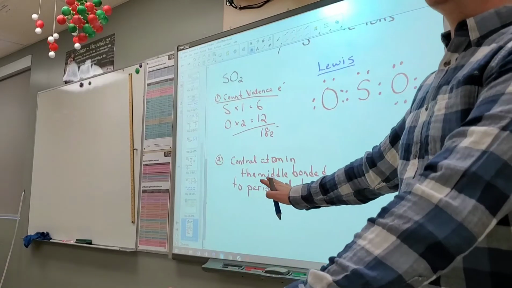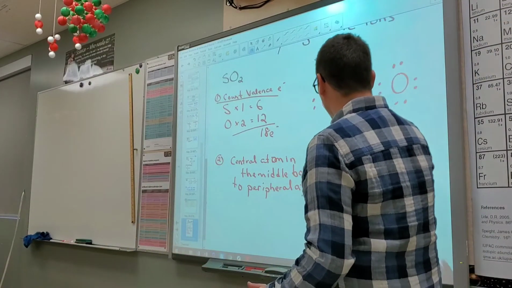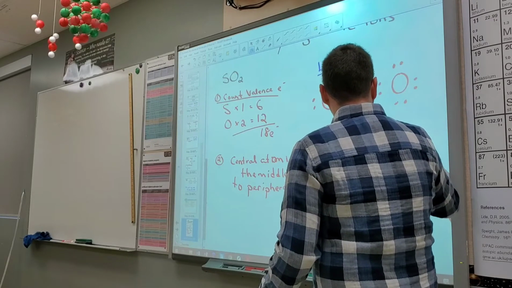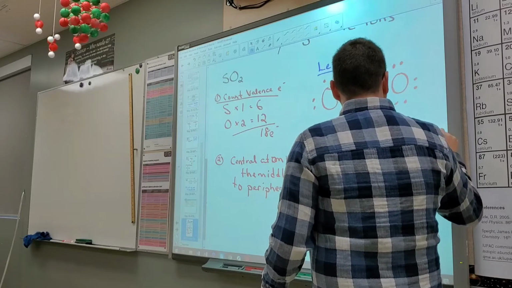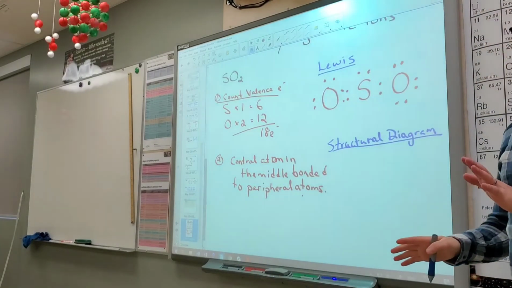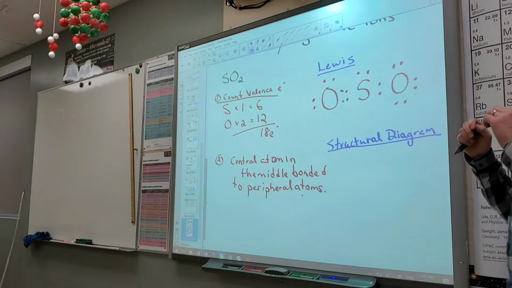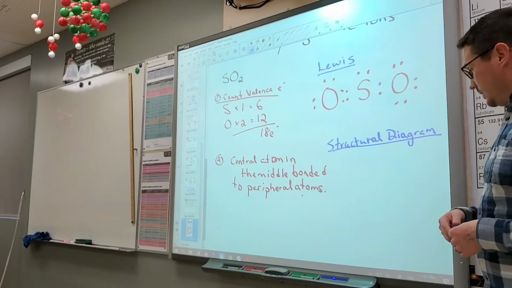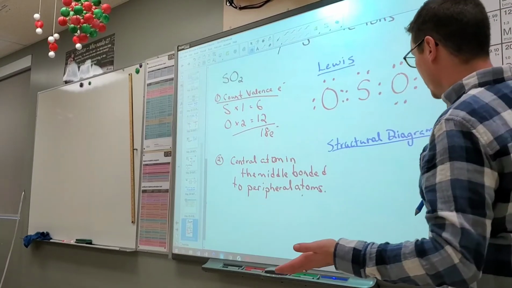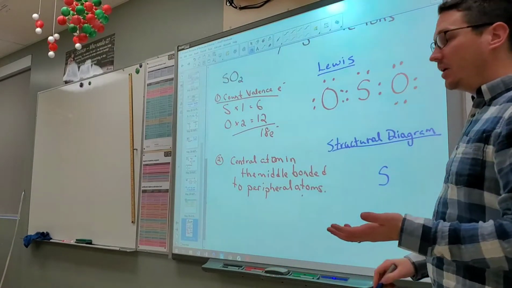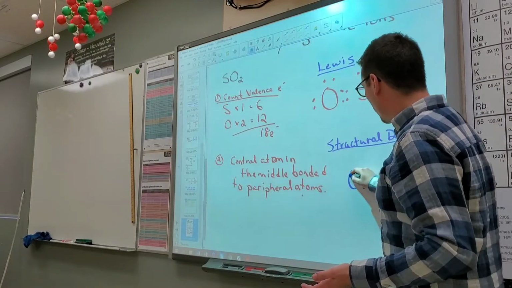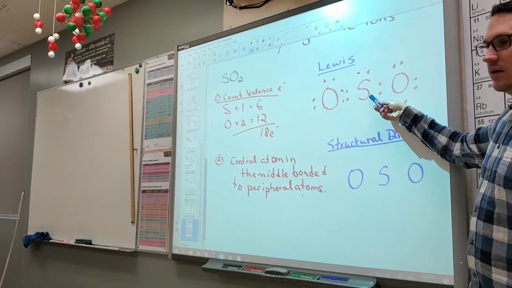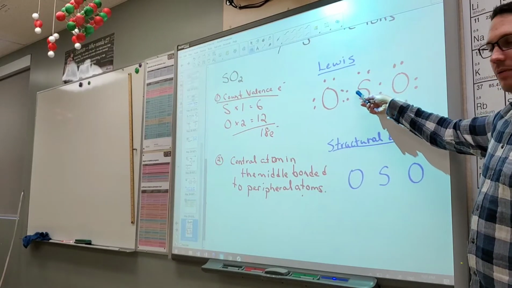Instead of drawing the Lewis diagram, we could draw the structural diagram. It's the exact same thing. We draw lines for bonds and we ignore lone pairs. So it's still the same structure, would you agree? The S in the middle with the O over here and an O over here. What's bonding this O and that S? A double bond, right?